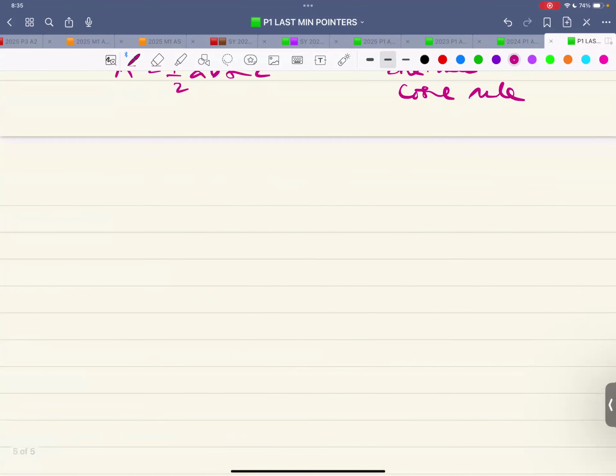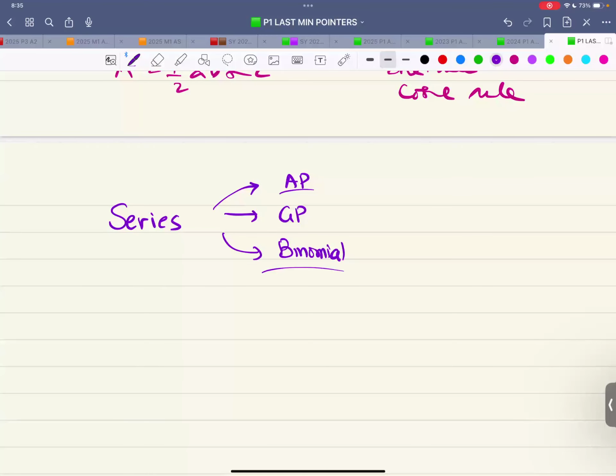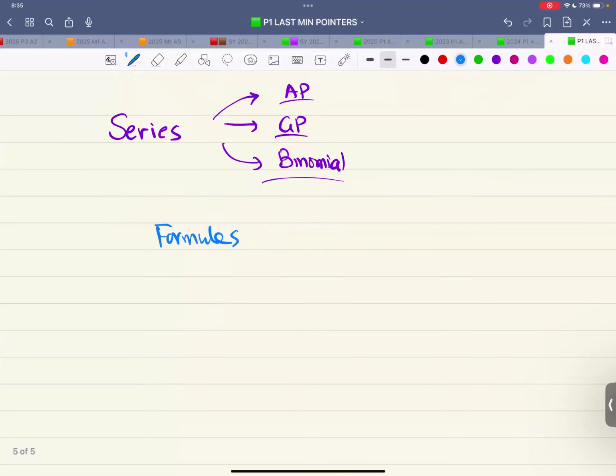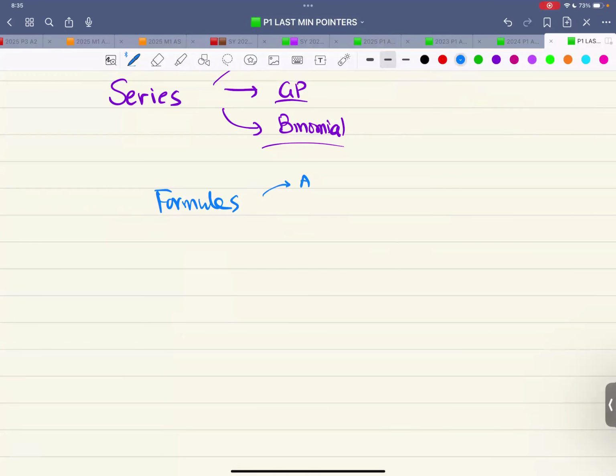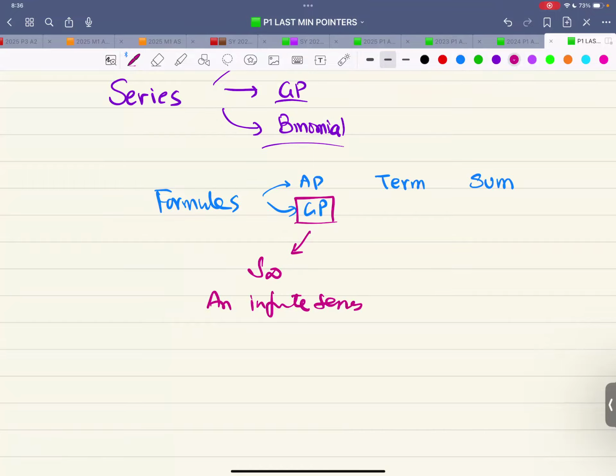Let's talk about series. So series has 3 components. One of them is AP, the other one is GP, the third one is binomial. So yes, we did a few questions of binomial, a few of AP, a few of GP. You need the formulas very thoroughly. You need to understand in AP and GP whether we are talking about the term or the sum, and specifically in GP, if sum to infinity, an infinite series, has a finite sum.